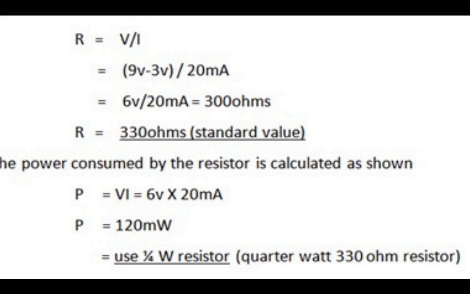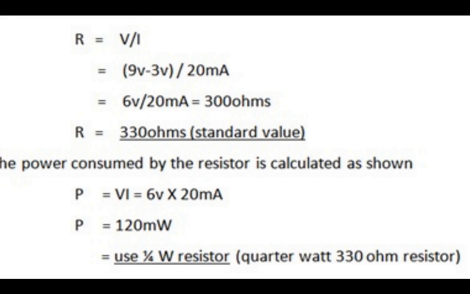As a 9 volt battery is used, the output required is 3 volts. The remaining 6 volts needs to be dropped using a resistor. So the resistor value is to be calculated using Ohm's law. See the calculation.